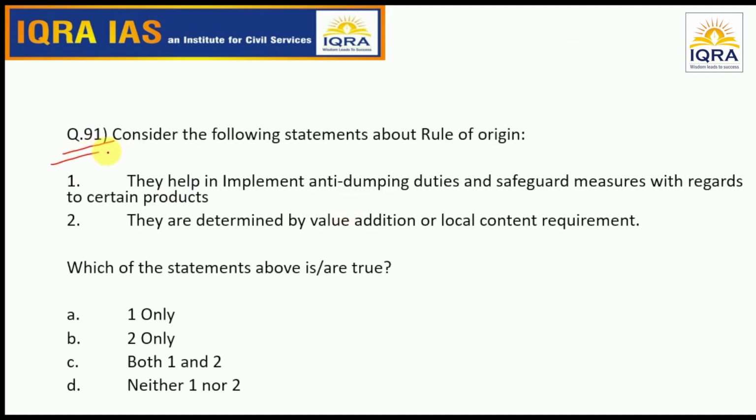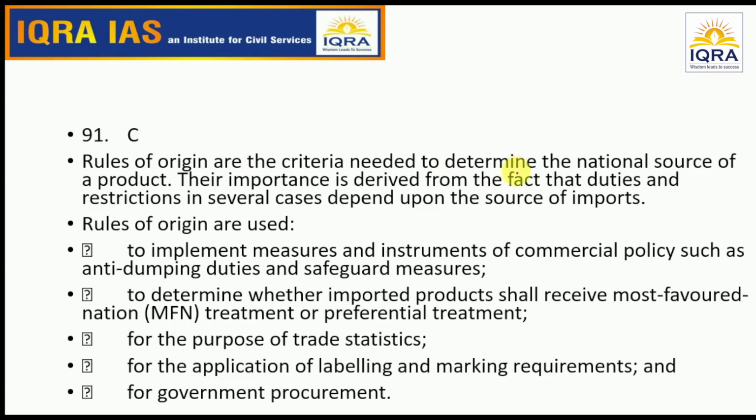Question number 91. Consider the following statements about rule of origin. They help to implement anti-dumping duties and safeguards measures with regards to certain products. They are determined by value addition or local content requirement. Which of the following statements are true? So, rules of origin are the criteria needed to determine the national source of a product. Their importance is derived from the fact that duties and restrictions in several cases depend on source of imports. For example, they are used to implement measures and instruments of commercial policy such as anti-dumping duties and safeguard measures, to determine whether imported products shall receive MFN status or not. Trade statistics is there, government procurement is there.